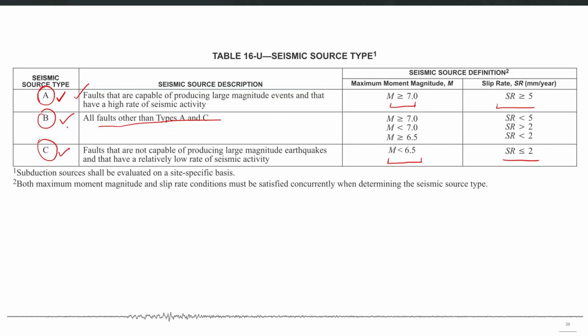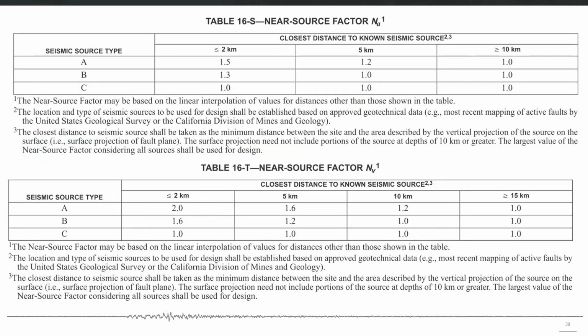So having classified the most governing seismic source at your site, you will go to these tables and pick the near source factors NA and NV. You need to know the closest distance to the known seismic source, and whether it is less than 2 km, 5 km or greater than 10 km. You have to use the value of seismic source type to pick the value of NA from this table and NV from this table.